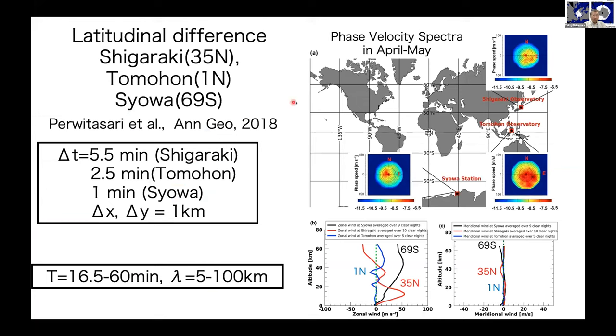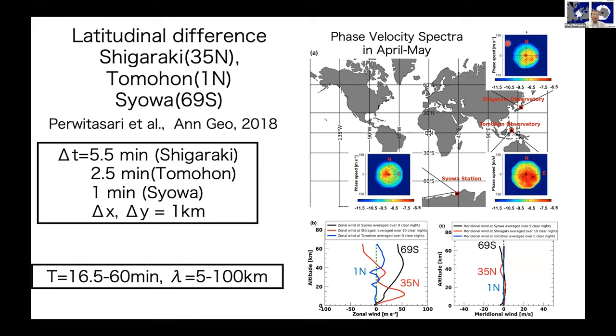The horizontal phase velocity spectra of gravity waves are compared between 3 different latitudes: Shigaraki, Japan, 35 degrees north, Tomohon, Indonesia, the equator, and Showa Station. The three imagers had different sampling times from 1 minute to 5.5 minutes. By extracting the wave period range between 16.5 and 60 minutes, it is possible to compare the spectral density quantitatively, even though the cadence time is different.